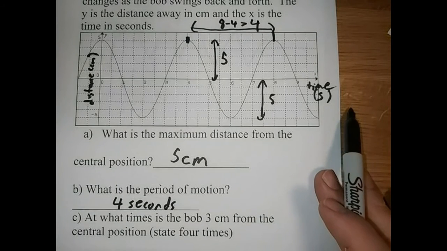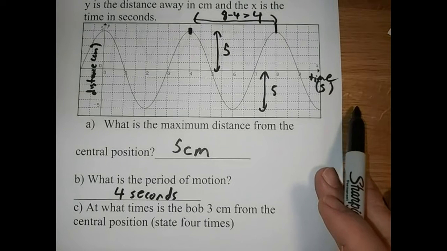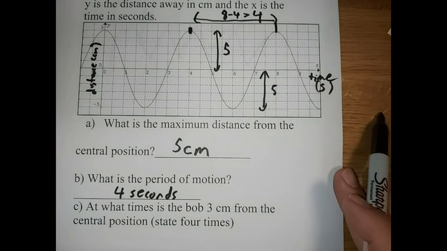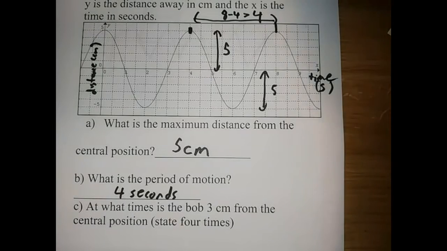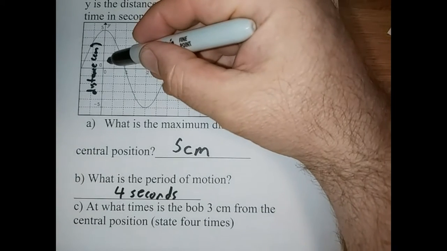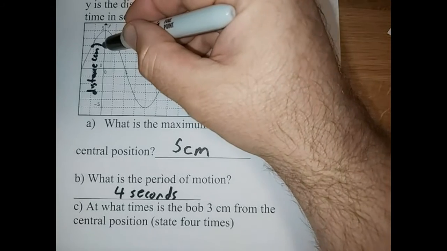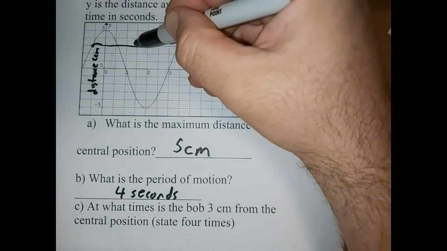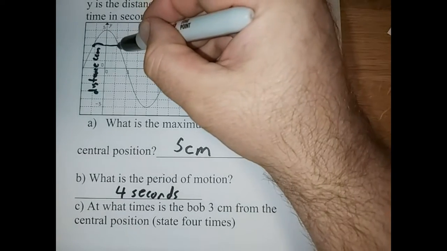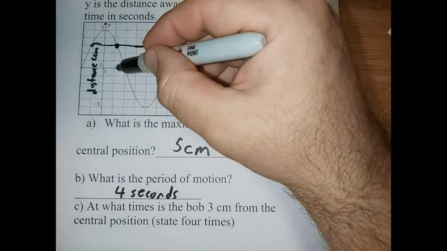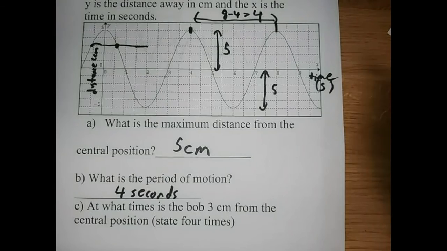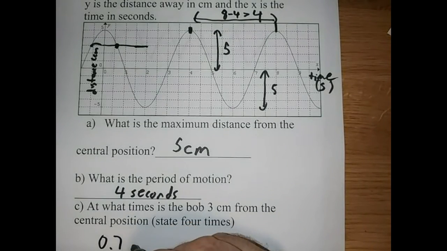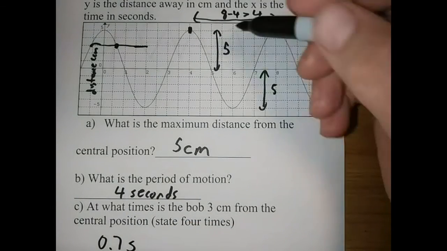Now, at what time is the bob 3 centimeters from the central position? So a 3 centimeter distance. Let's take a look. So 1, 2, 3. Let's see if I put a line across here. The first time it's 3 is right about here. I would say that's half, maybe 0.7. 0.7 seconds.